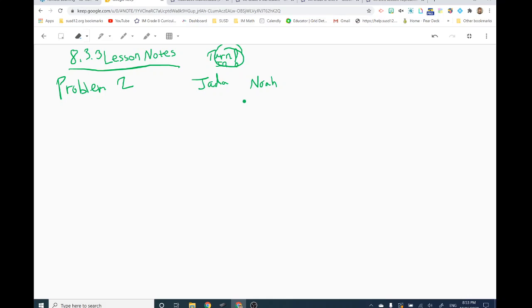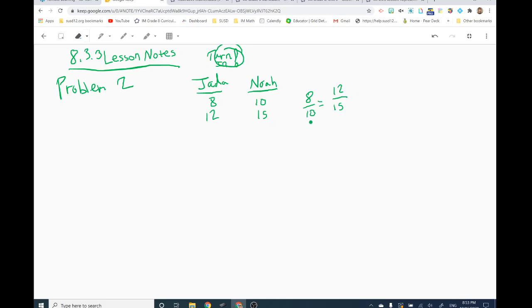When Jada took 8 steps, Noah took 10 steps. They told us that. Then they told us that when Noah took 15 steps, Jada took 12 steps. So do you think this is a proportional relationship? If it is, then these ratios are equal. 8 steps of Jada's to 10 steps of Noah's. Does that equal 12 steps of Jada's for 15 steps of Noah's? If these are equal, then it is a proportional relationship.